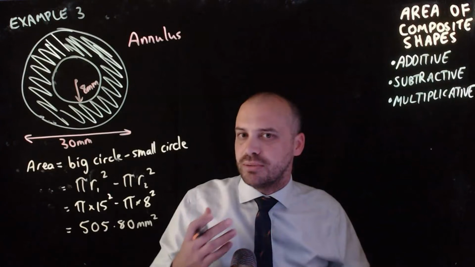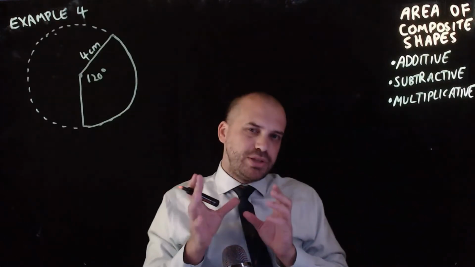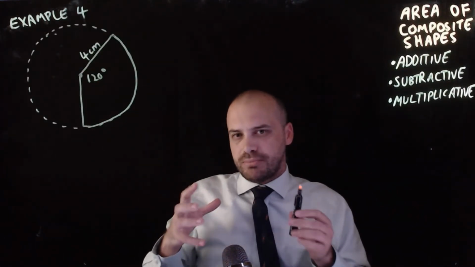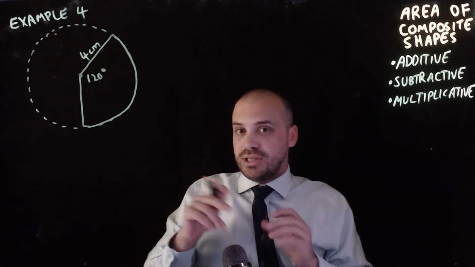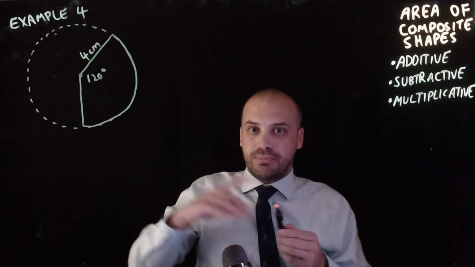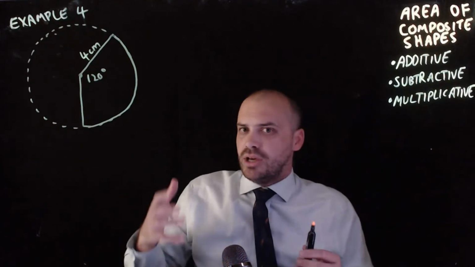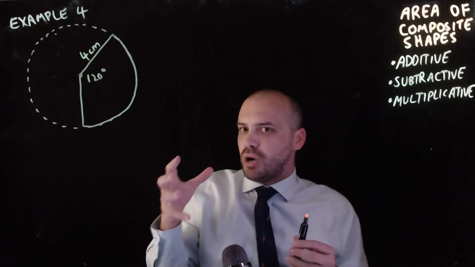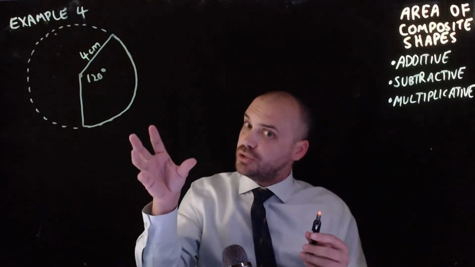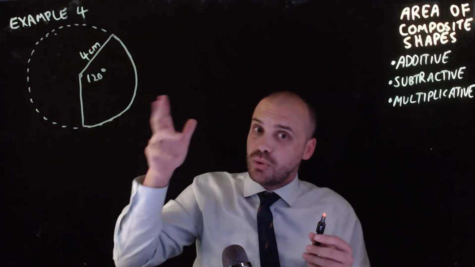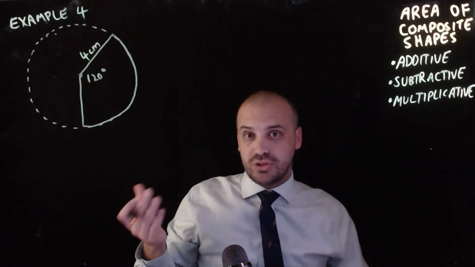I want to show you something multiplicative. So multiplicative means you find the area of some shape and then you multiply it by some value to get your answer. You might multiply it by a number like 3 or 4 or 5 or 6 if there were 6 shapes present. Or you might multiply it by a fraction if what you're looking at is a fraction of a total shape. And you can see here what we're looking at is a fraction of a total shape.